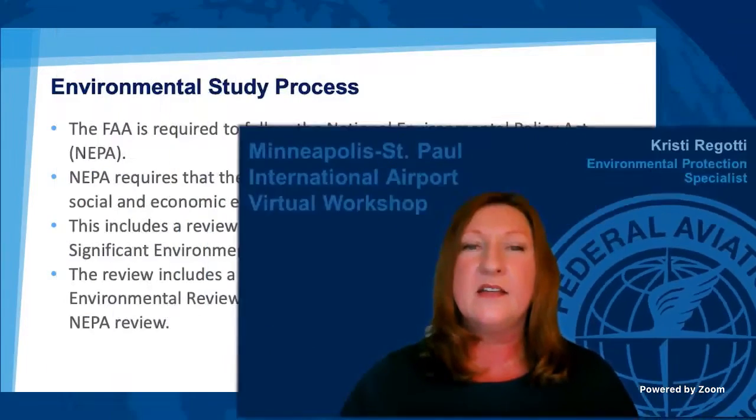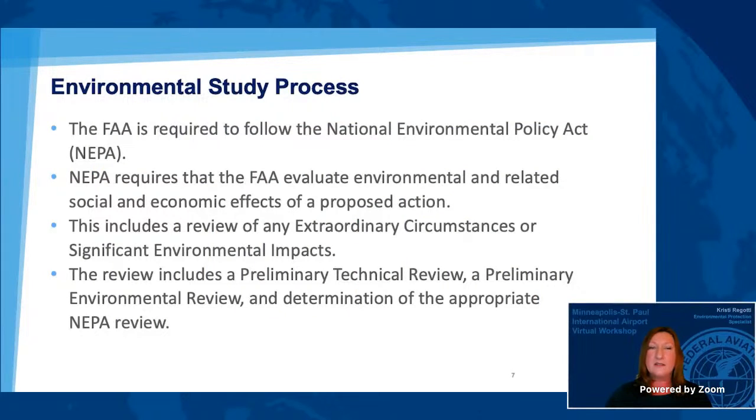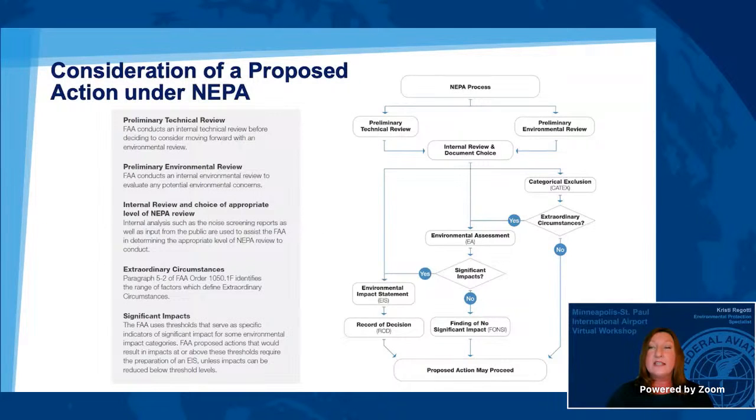Hello, I'm Christy Rigotti, and I'm an Environmental Protection Specialist at the FAA. Per federal guidance in the National Environmental Policy Act, referred to as NEPA, the FAA is required to evaluate categories of potential environmental, social, and economic effects of a proposed federal action. According to NEPA, the proposed procedure changes are a proposed federal action. The environmental level of review for this action has not yet been determined. In order to determine the appropriate level of environmental review, we must first look at the potential environmental impacts and any possible extraordinary circumstances. Once these decisions have been made, the environmental process will continue following FAA and NEPA requirements.